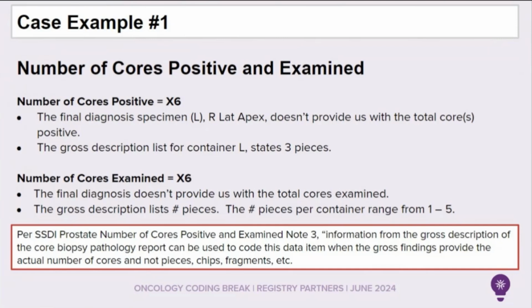Per SSDI prostate number of cores positive and examined, note 3, information from the gross description of the core biopsy pathology report can be used to code this data item when the gross findings provide the actual number of cores and not pieces, chips, fragments, etc.